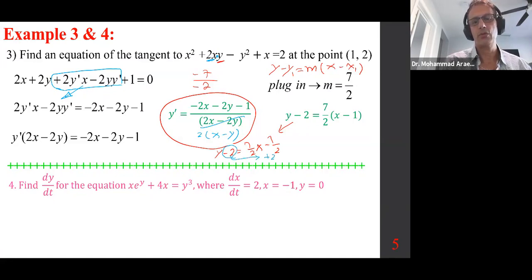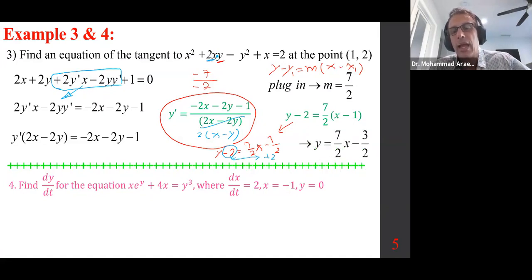Negative 2 moves to the right side, becomes positive 2 or positive 4/2, and they add up to give us negative 3/2. So y is 7/2 x minus 3/2. By the way, you can always check your work, and it's really a good practice to plug in (1, 2) to make sure we have it right. Always check your work.